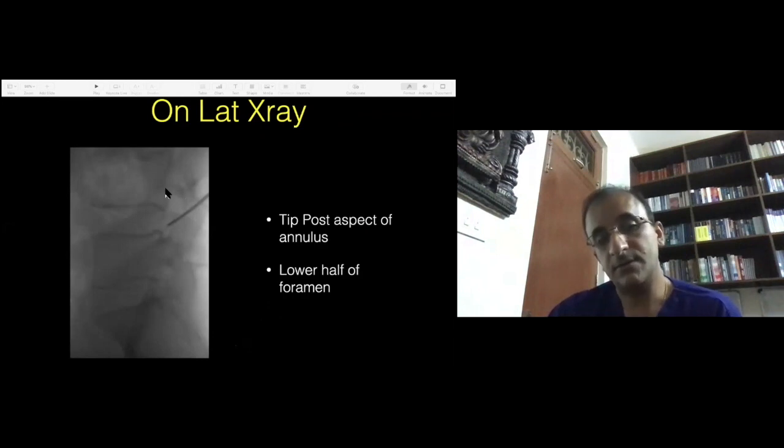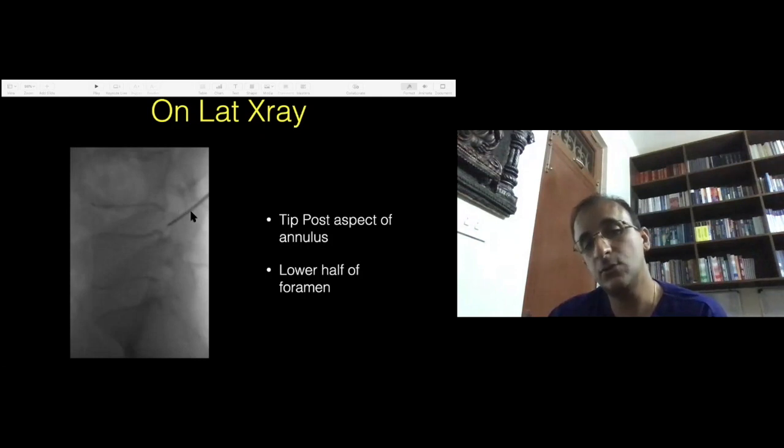Now, if I draw Kambin's triangle, the traversing root is somewhere here. The exiting root is coming anteriorly somewhere here. Then you have the end plate and you have the superior articular process here.